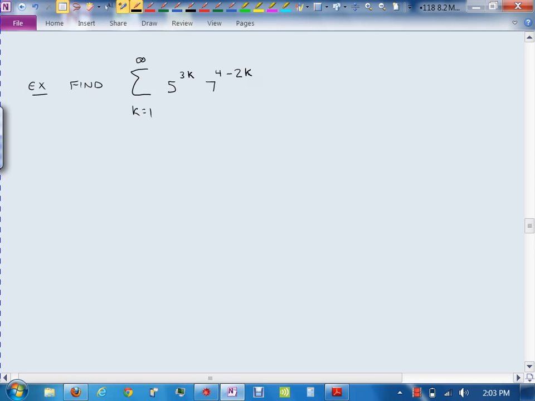Your book uses n's, okay? Your book always uses n equals 1, n here, n here. I don't like that because I reserve the n for the nth partial sum. And so I always use k as my index. And the only time I ever use n is when I'm going to stop at n.